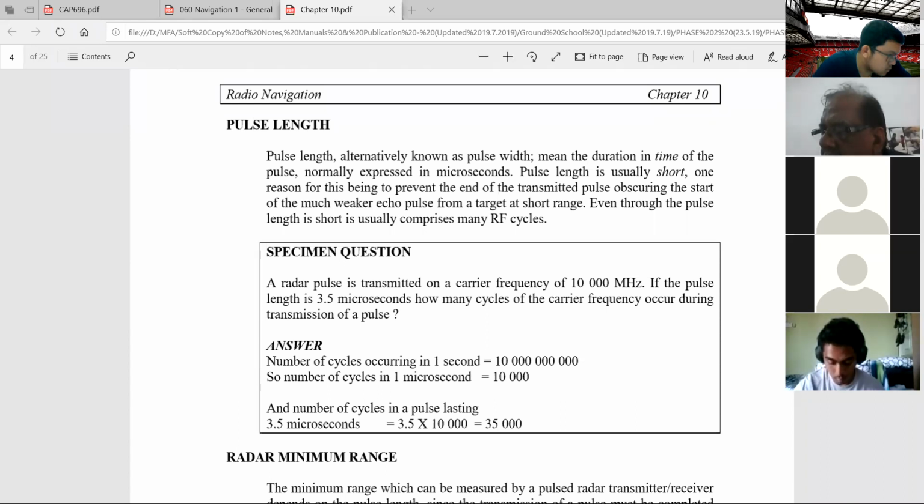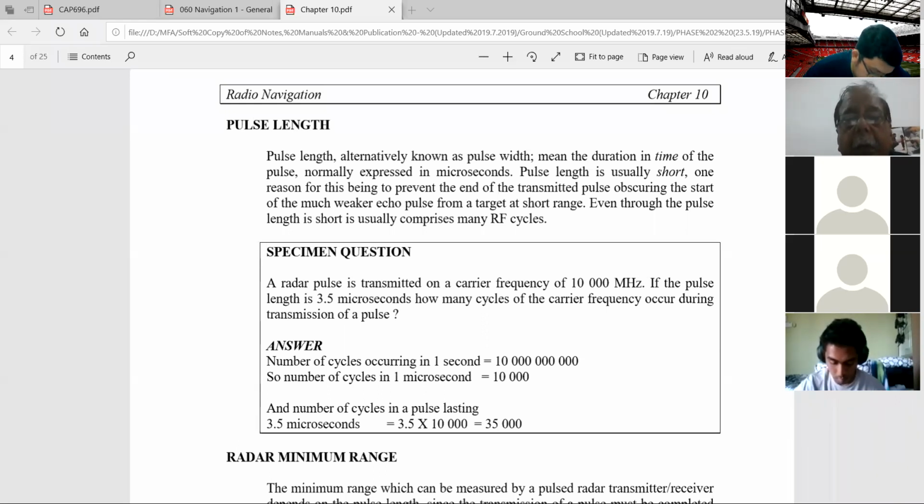3, 8 zeros divided by 1, 6 zeros. So you are left with 300 only. 1 second is equal to 10 to the power 6 microseconds.